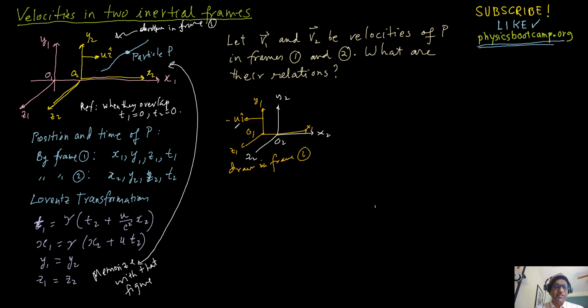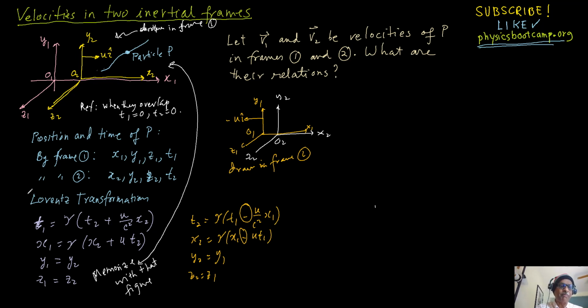When you do this, you're going to have a T2. So what is T2 equal to? All I have to do is change the sign of U. T2 equals gamma times (T1 minus U over C square x1). And x2 will be gamma times (x1 minus u t1), and y2 equals y1, and z2 equals z1. So this is a sign that's going to flip. That's why you have to memorize this with the figure that goes with it.